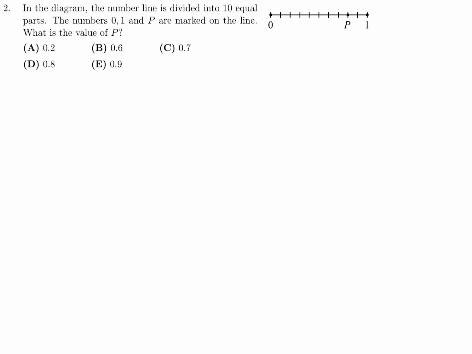In the diagram, the number line is divided into 10 equal parts. The numbers 0 and 1 and p are marked on the line. What is the value of p? Well, if they're equal, then this would be 0.1, this guy right here, and this next one would be 0.2, and so on. So 0.3, 0.4, 0.5, 0.6, 0.7, 0.8. And then, of course, that would be 0.9. So p is 0.8. Therefore, number 2, the answer is D.